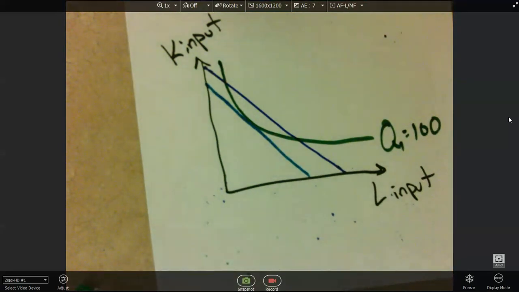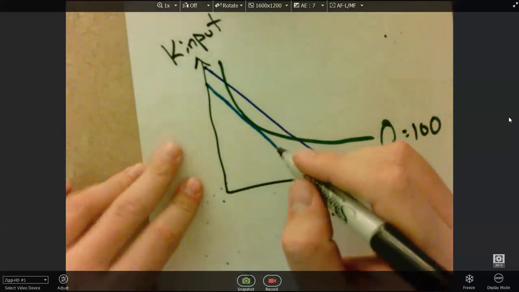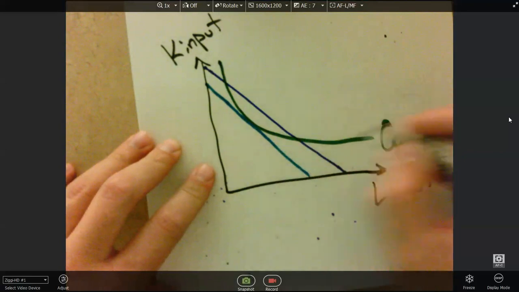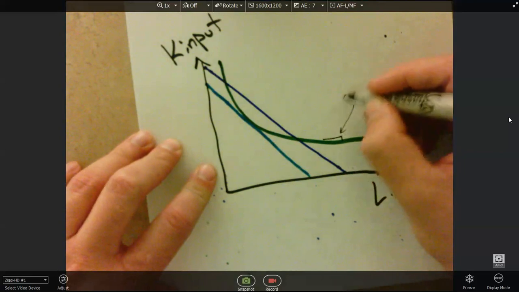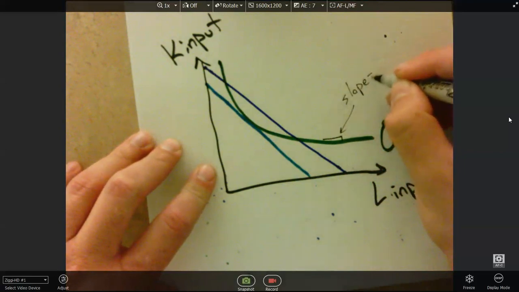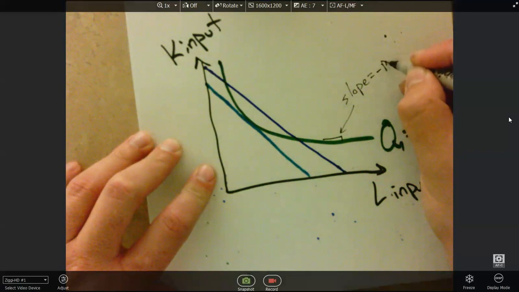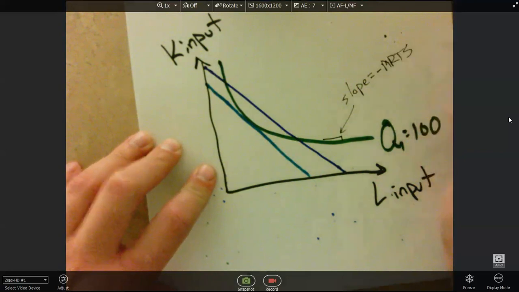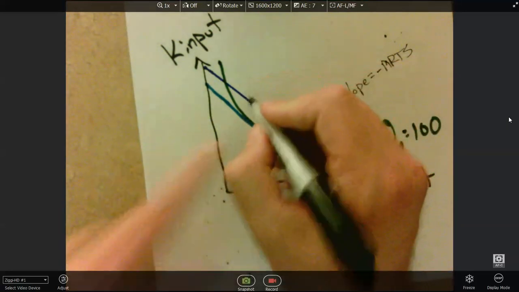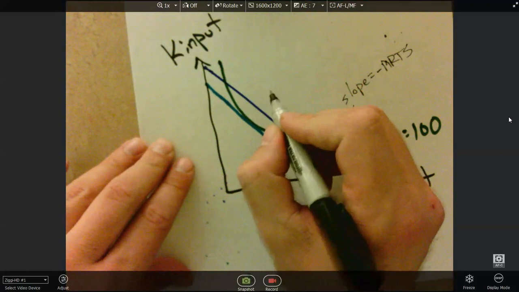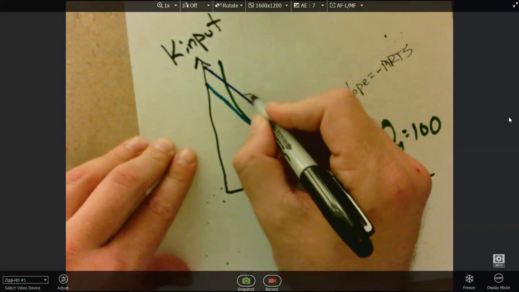Okay, so we know that the slope of this curve is equal to what? The negative marginal rate of technical substitution. And we know that the slope of these curves is W over R. It's negative W over R, right?